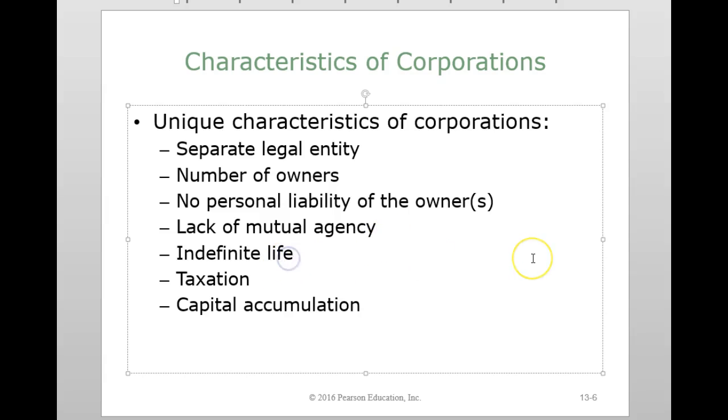There's an indefinite life to this corporation. It can go on forever. It is taxed as an individual would be taxed, and sometimes more than an individual would be taxed. And it can accumulate capital, which means as it goes along and gathers profits, it's accumulating capital and worth as it goes. And the stocks can go up and have a higher market value than what you paid for them. So those are the characteristics.